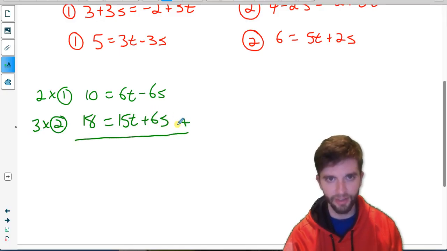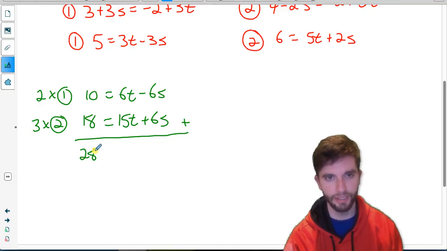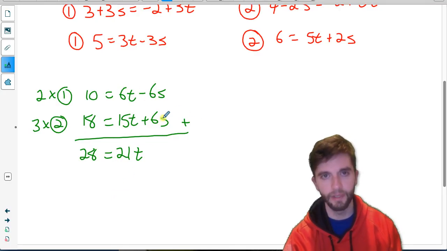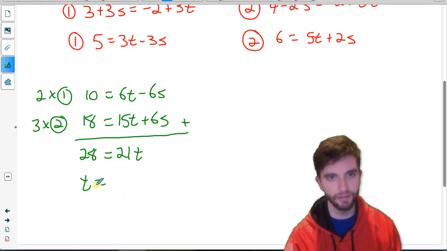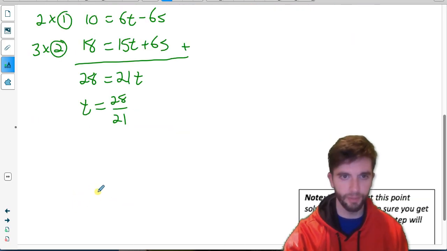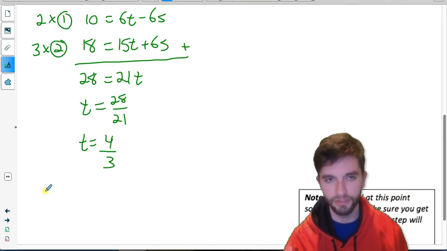Now to eliminate these s's, I'm going to add the equations since they have opposite signs. -6s plus 6s is 0s. That will eliminate the s's. And let me add the other pairs of like terms as well. 10 plus 18 is 28. And 6t plus 15t is 21t. And -6s plus 6s is 0. Now solve for t. t equals 28 over 21. 7 goes into both of those numbers. It goes into 28 4 times and into 21 3 times.